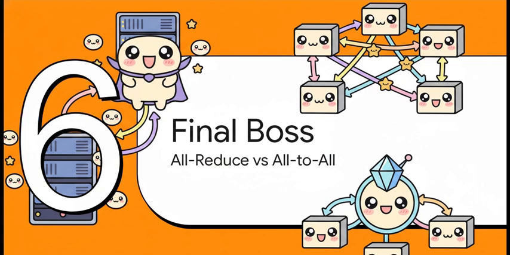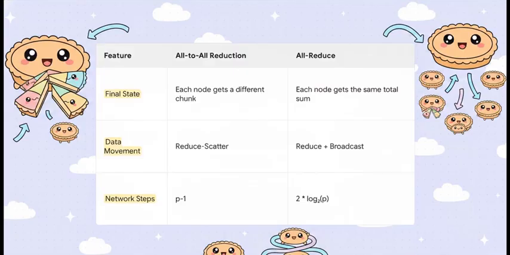Okay, deep breaths, everyone. We have reached the final boss of our Unit 2 review. This is the one that always trips people up, but if you can master this, you'll show you're a true pro. Let's break down the difference between all-reduce and all-to-all reduction. Okay, look really closely at this table because the difference is everything. The most important row is final state. With an all-reduce, every single processor ends up with the exact same identical copy of the final global sum. It's like doing a reduction and then a broadcast right after.